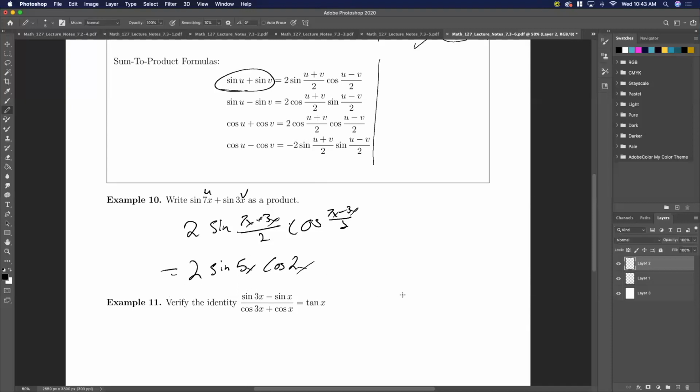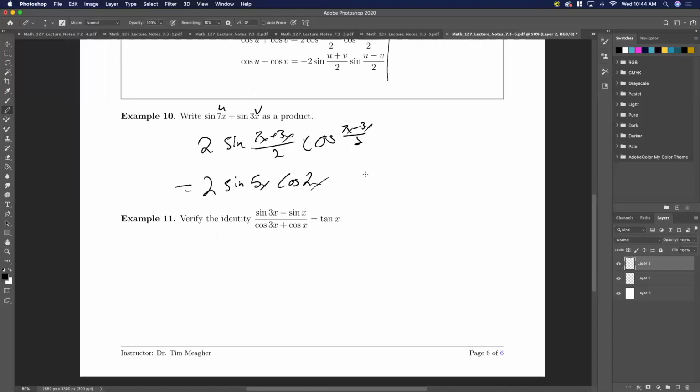What are we going to use this for? We're going to use this to verify identities. So let's pretend I have this identity right here, and I want to say this is equal to tangent x. Which side's more awful? Well, this side's more awful, right? So we're going to start with the left-hand side. What can I do here? Nothing really. If I multiply stuff, I don't do anything.